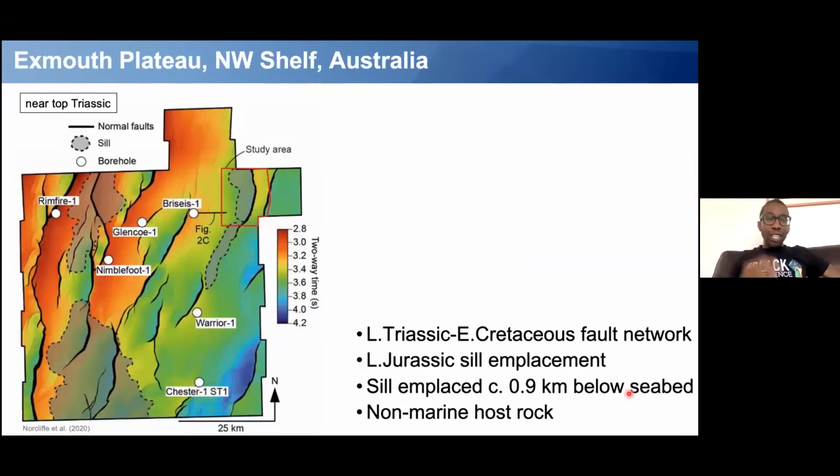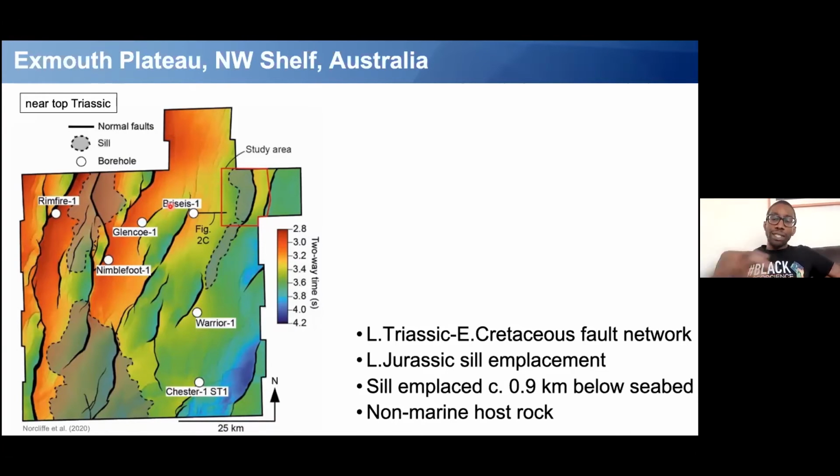So, last final example in here, is just again staying with the Exmouth Plateau. This is a time structure map down in the top Triassic. This is a big map. This is 25 kilometers for scale in here, and this is a much more appropriate color bar, hopefully.